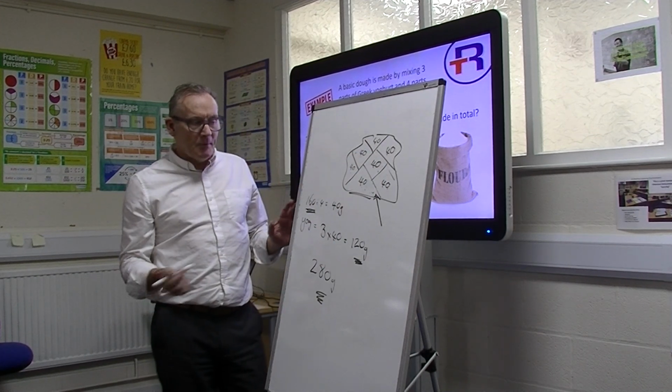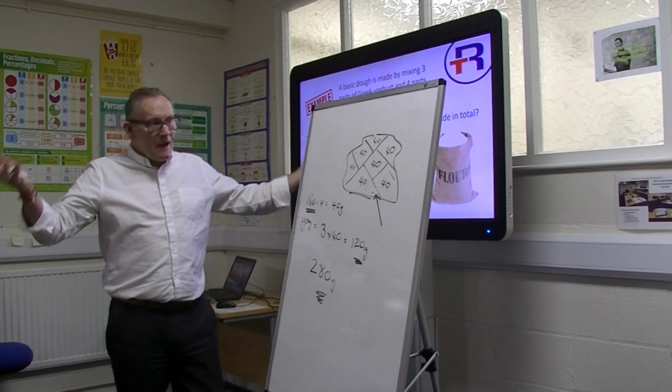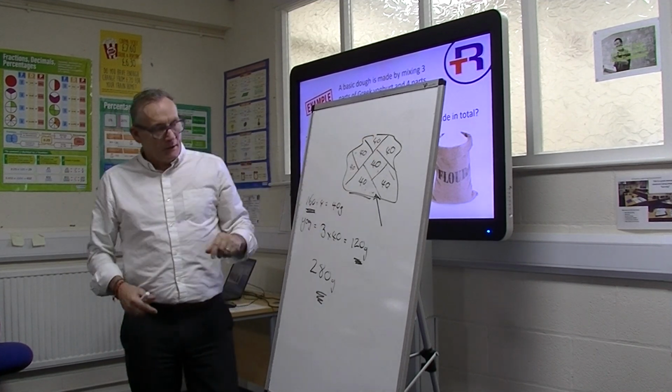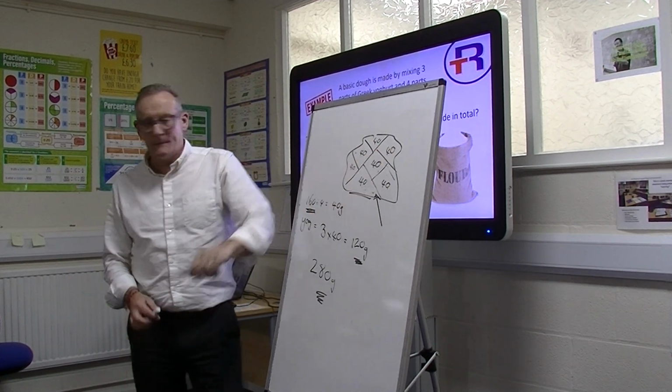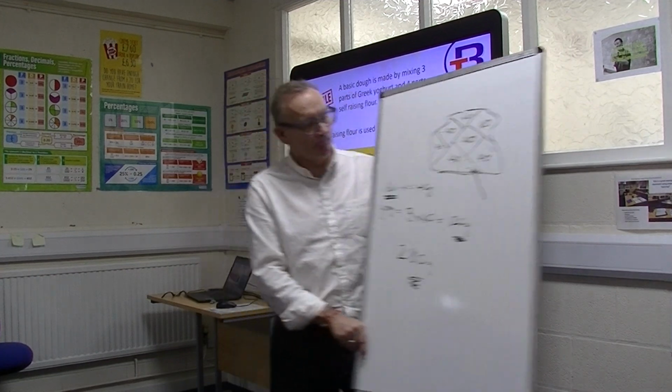You can't use Adam because we didn't have a total. We're not sharing the total weight of the dough, the amount of dough we've made. We're not sharing that out. The only bit we knew was the flour. Yeah?